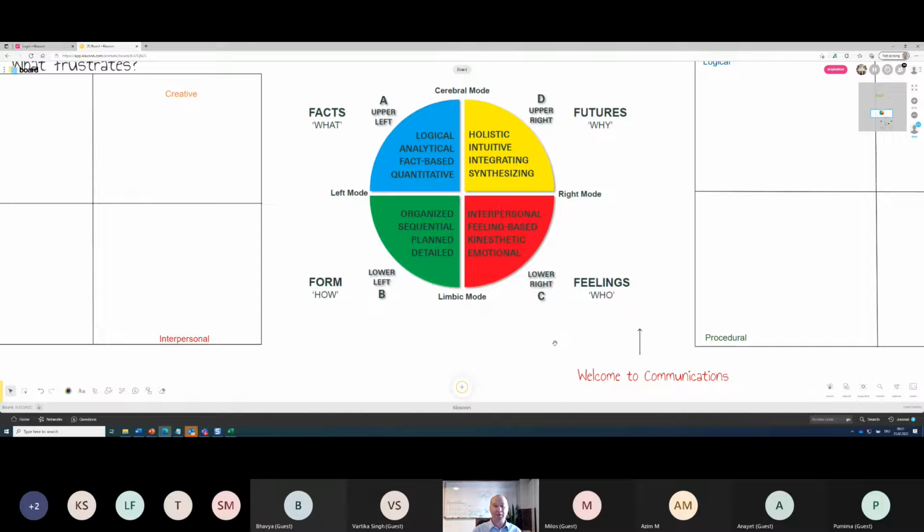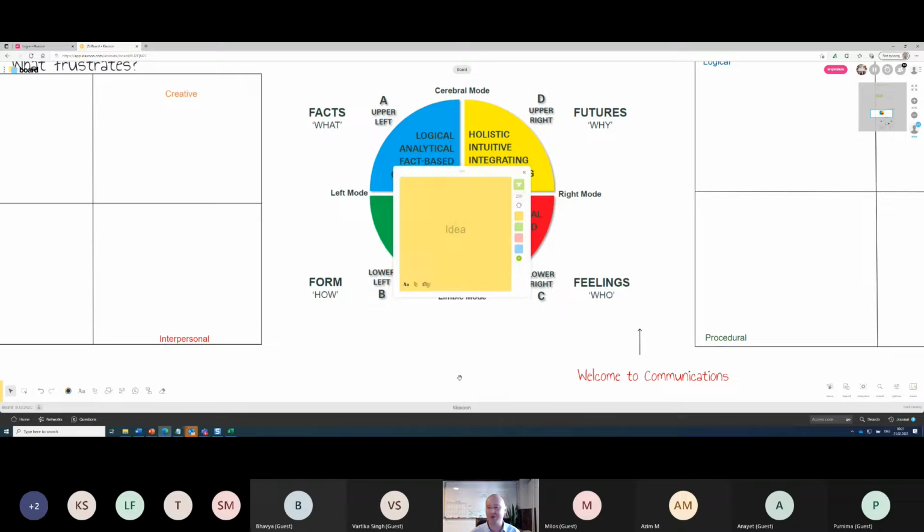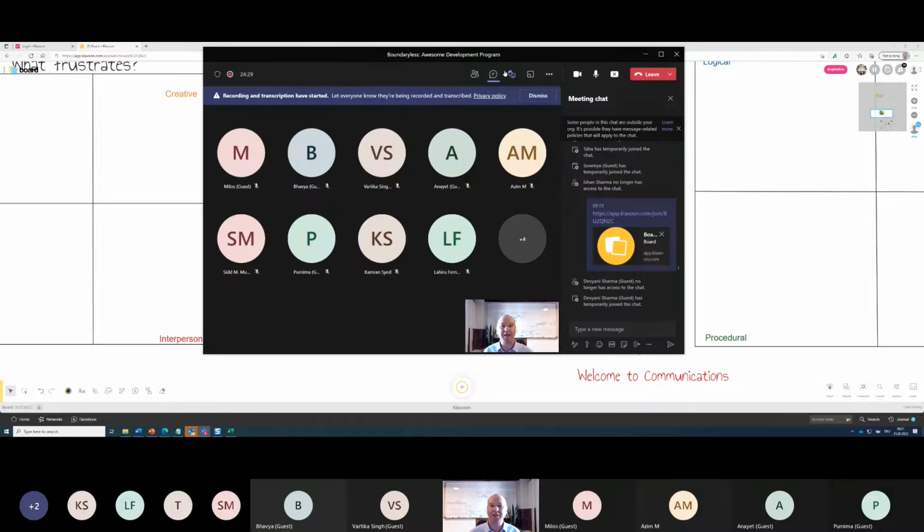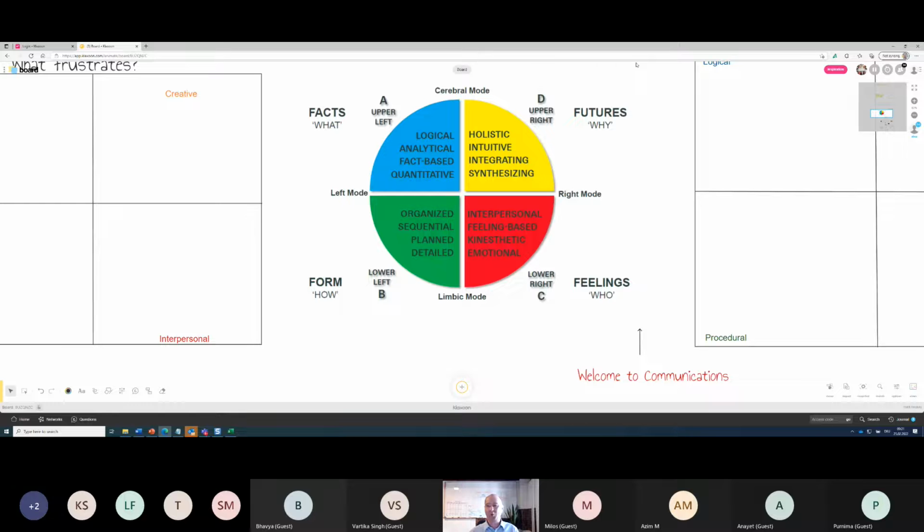So take a moment with a little post-it note. You can open up the post-it notes by clicking on the circle at the bottom of the screen. It'll bring a little post-it note up. Go ahead and put your name where you think your preference is on the diagram. Post-it notes on there with your name. Go and put them on the diagram.